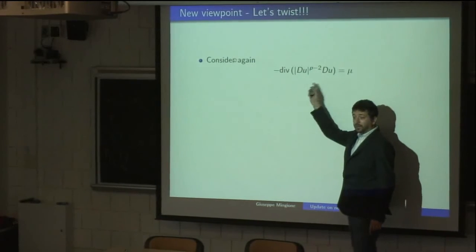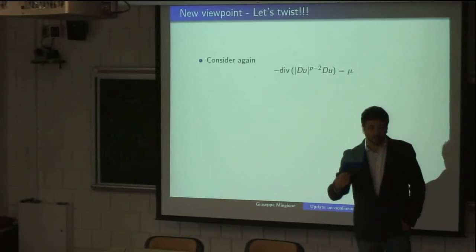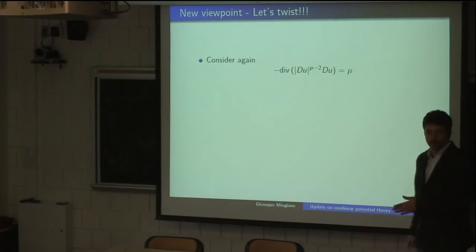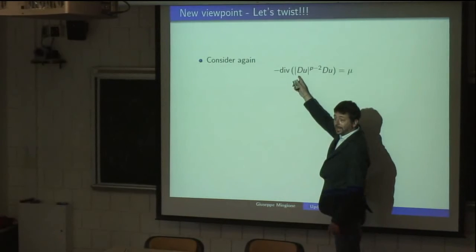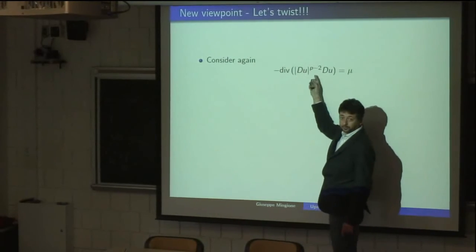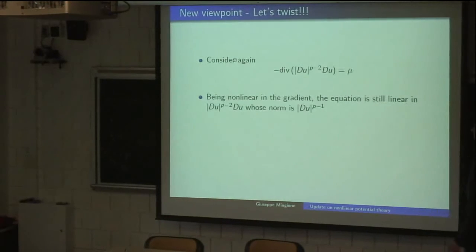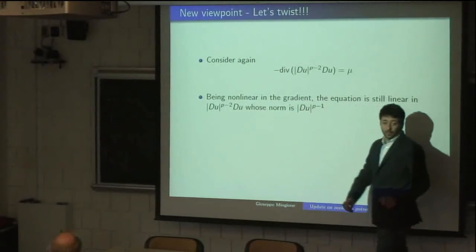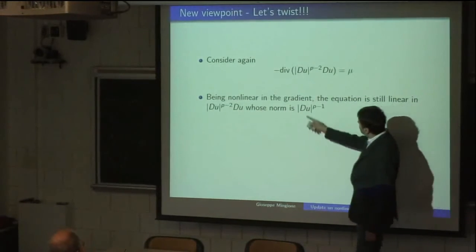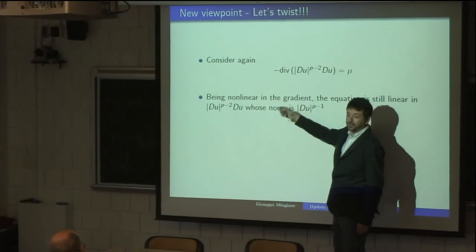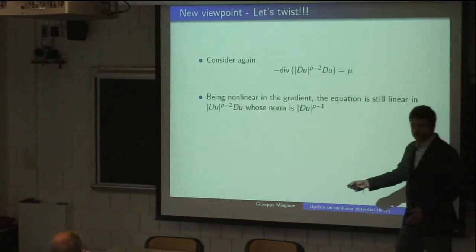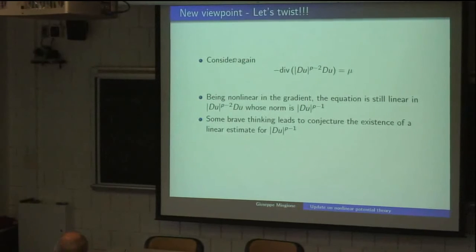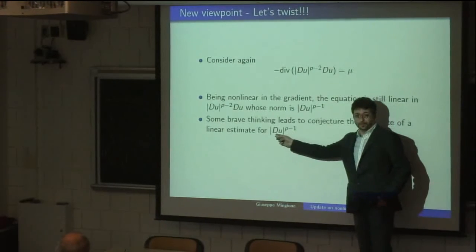Consider this equation. The common way of thinking is that this is a nonlinear equation in the gradient, but you might also view it as a linear equation in a nonlinear field of the gradient. So this is nonlinear in the gradient, but it's linear in this composite quantity. Since these equations are inverted by Riesz operators, then you might think that there exists a linear estimate, not for the gradient, but for this quantity. And then the conjecture was that this is true.